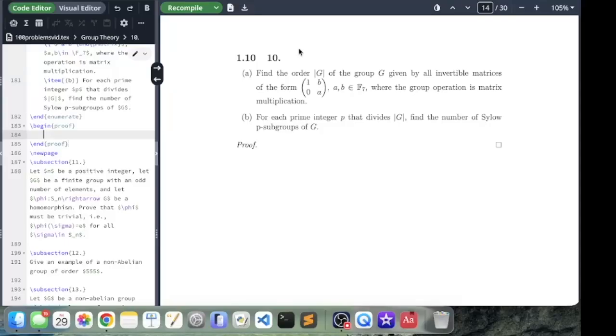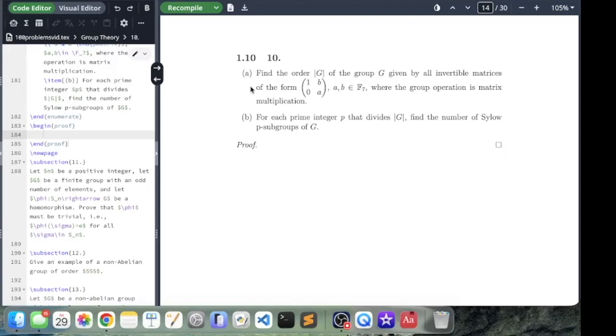All right, problem number 10 from group theory. We're going to do part A. This is a really fun problem. It says find the order of G given by all invertible matrices of the form this guy, where A and B are coming from the field of 7 integers, like Z7, where the group operation is matrix multiplication.